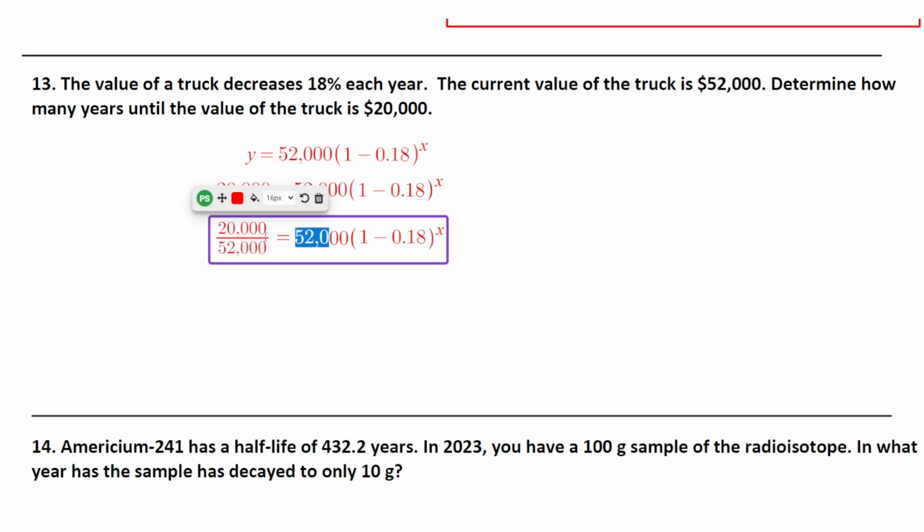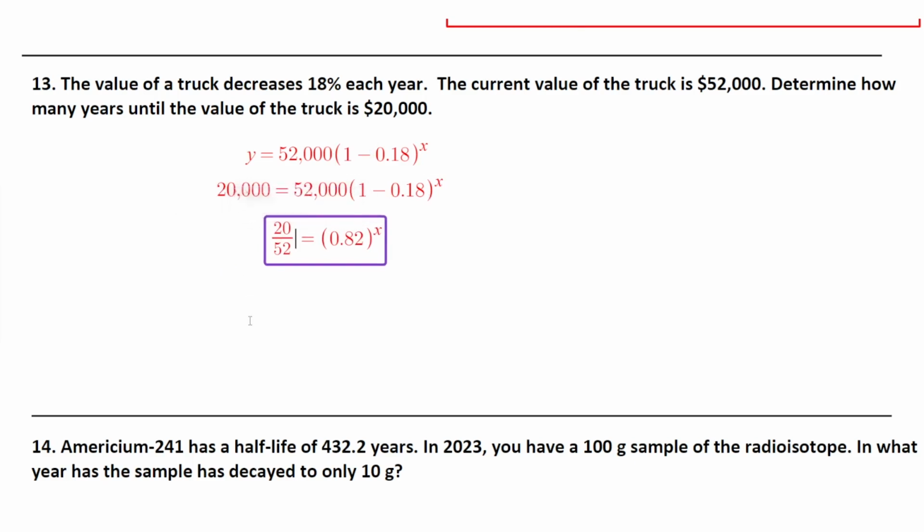And usually at this point, I'm not a big fan of reducing, but since all of these are in thousands, I think we can go ahead and safely, we don't necessarily need to reduce the whole thing, but if we just divide both of these by 1,000, we can reduce this to 20 over 52. So I'm going to go ahead and do that. And then 1 minus 0.18, that'd be like 100% minus 18% would be 82%, so 0.82.